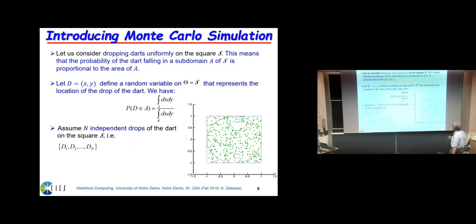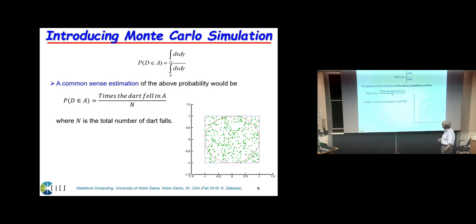So let's say we do n experiments, so we throw this n times, and we collect n realizations of this. So D1 will be x1, y1, D2 will be x2, y2, etc. This is my data set.